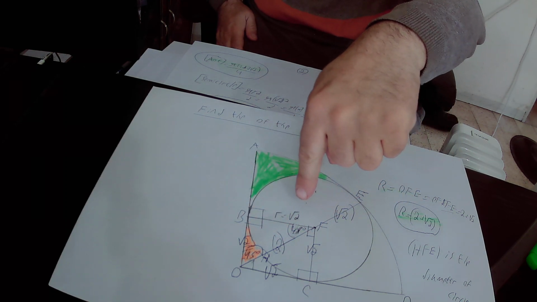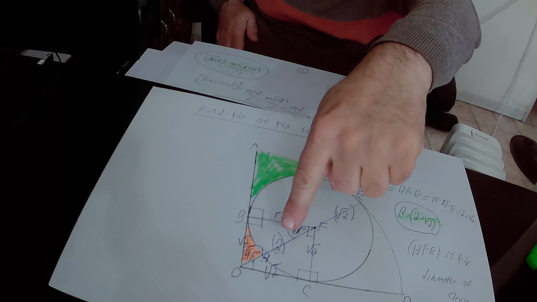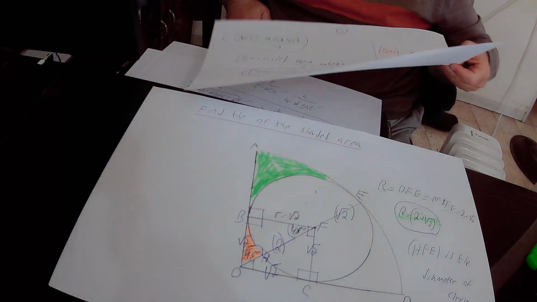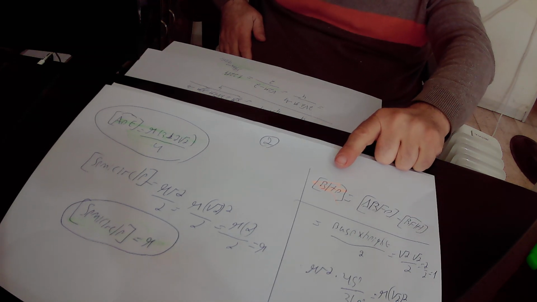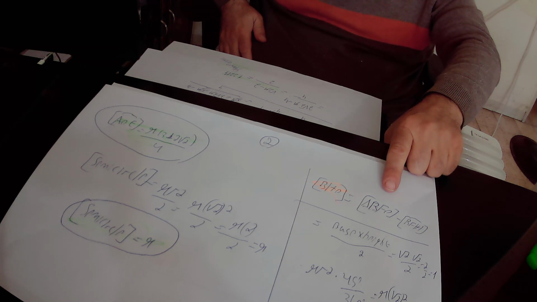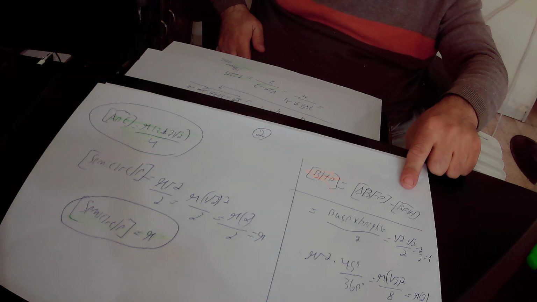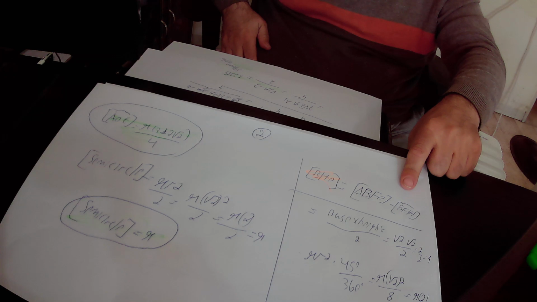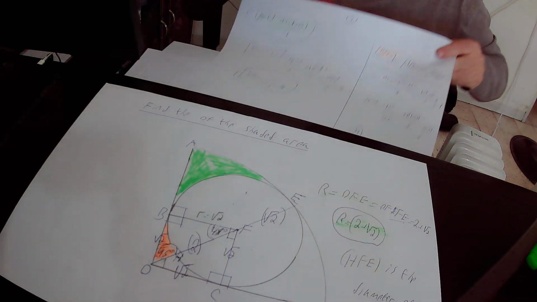Again, the area of triangle BFO minus the area of the small sector BFO must be equal to the area of the orange shape. Repeat again, the area of the orange shape BHO equals the area of triangle BFO minus the area of the small sector BFH. The small sector BFH belongs to the small circle, to this small circle.